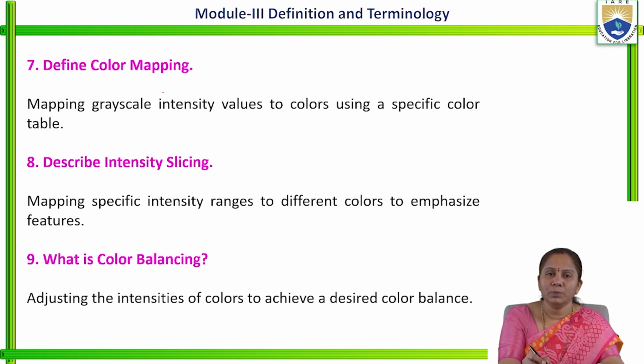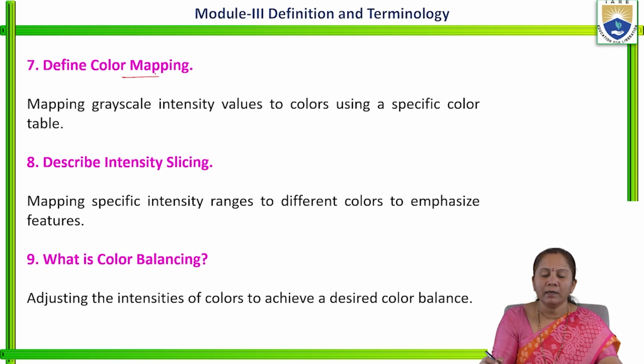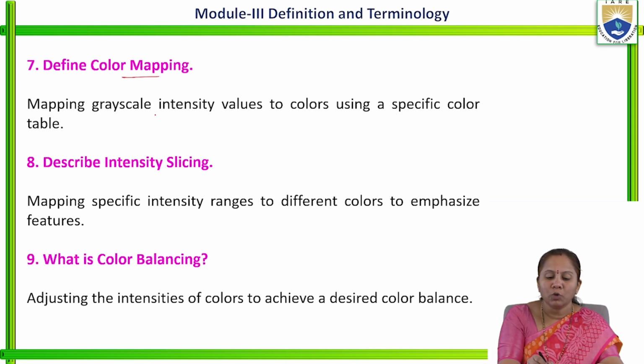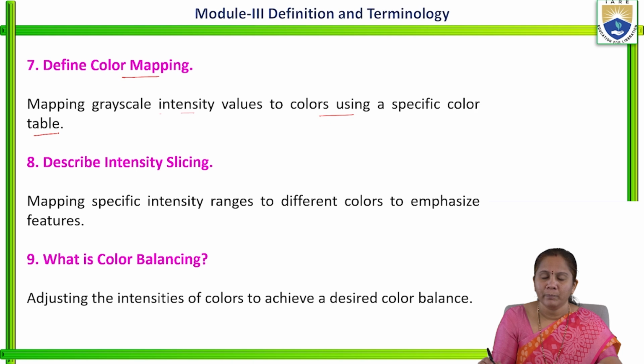And next one is define color mapping. So mapping the grayscale intensity values to colors using a specific color table. That means we will have a color table which defines which type of gray level intensity should be allotted which type of color. So based on this specific color table, we map a particular intensity of gray level to a particular color.